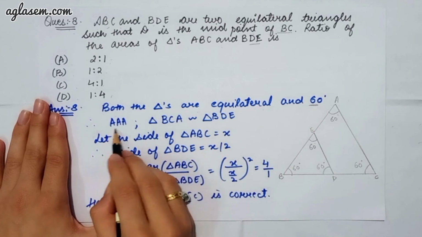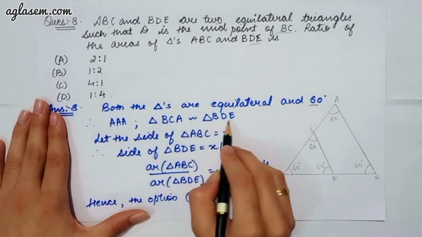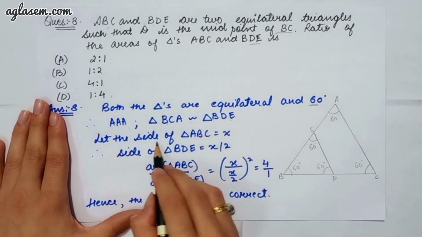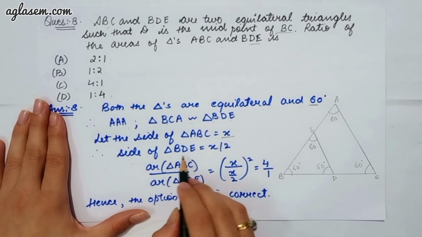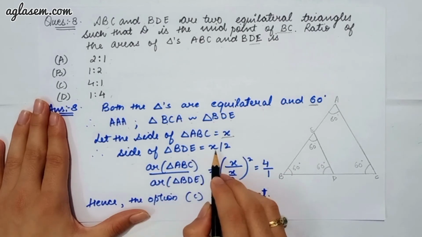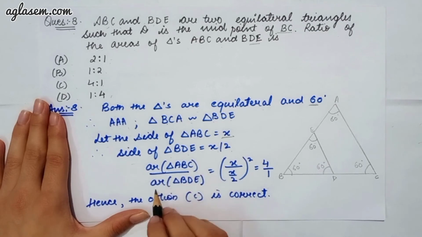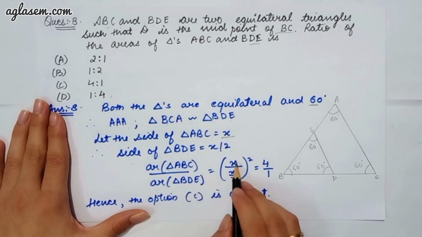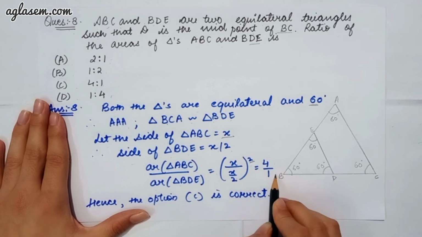So by AAA similarity we have triangle BCA is similar to triangle BDE. So here we have to let the side of triangle ABC be X and the side of triangle BDE is half, that is X divided by 2. So area of triangle ABC divided by area of triangle BDE is equal to X divided by X upon 2 whole square. It will give you 4:1. So option C is correct, that is this.